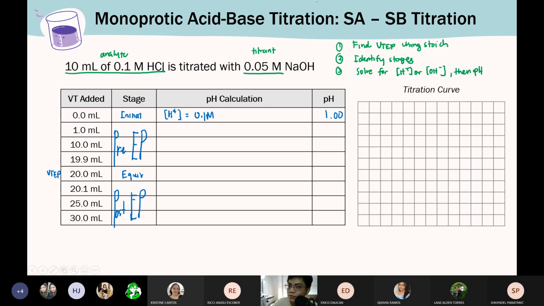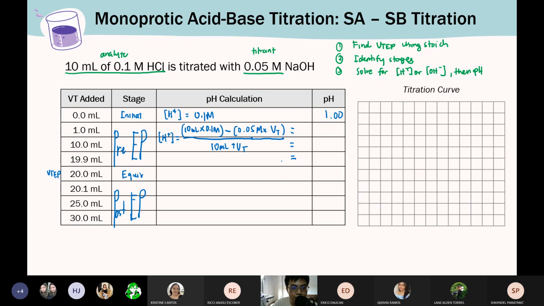And then for the pre-equivalence point, the equation to be used will be H plus equals MAVA minus MTVT over V total. Okay, o yung MAVA, it's constant naman. So 10 ml times 0.1 molar. Tapos yung MTVT, that will be 0.05 times whatever the volume of the titrant is. Okay? So yung V total, that will be 10 ml plus the volume of titrant.